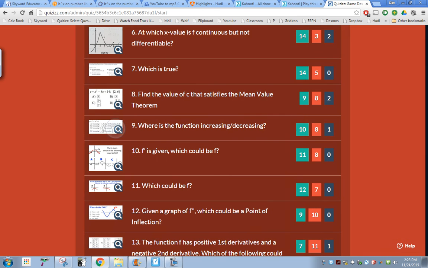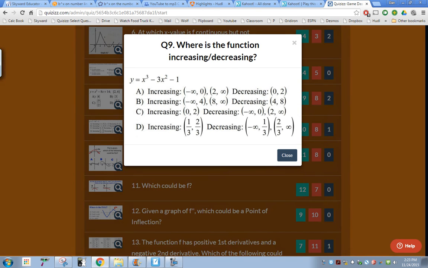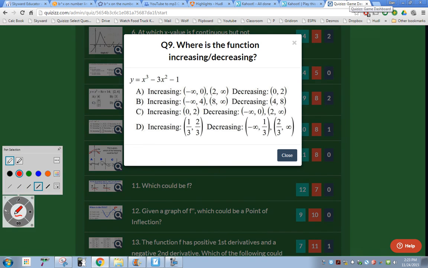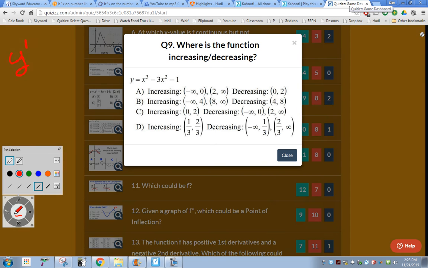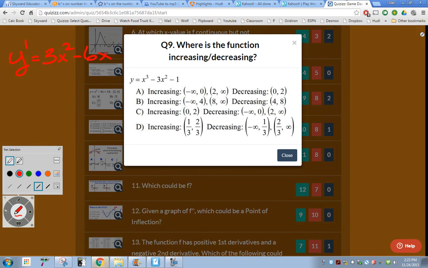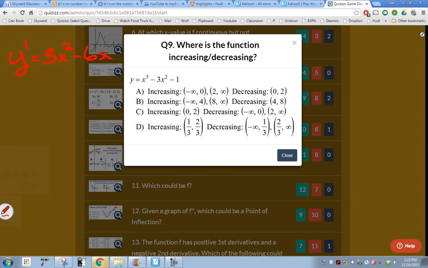Okay, so if we're talking about increasing or decreasing, if it says find the maxes and mins, if it said find the point of inflection, all of those different things, and they gave me a function, what am I going to do? Take the derivative. So y prime here is going to be equal to 3x squared minus 6x. I took the derivative. Now what am I going to do?